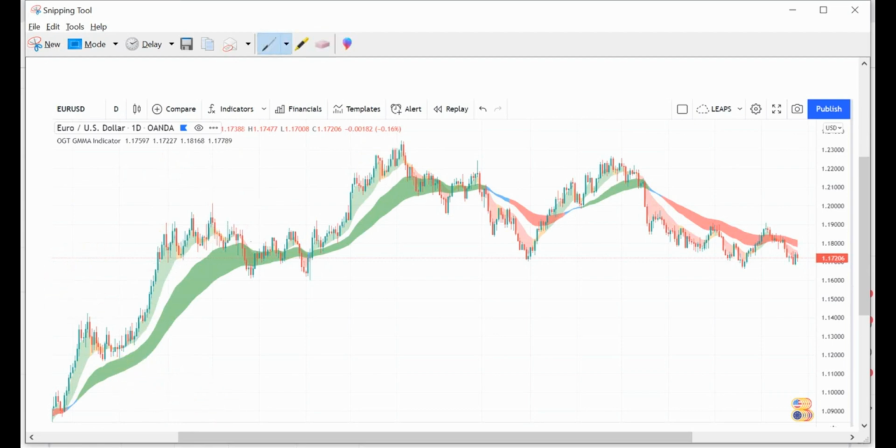A good example of this would be this section over here. We can see that both the short-term and the long-term investors were all in green. Price went up, then price came back down.